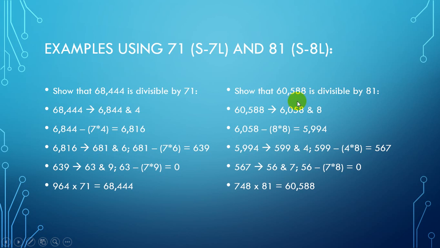For 81, show that 60,588 is divisible by 81. So you break that up into 6058 and 8. And 8 times 8, of course, is 64. And then subtracted from 6058 gives you 5,994, which you break apart then, repeating, into 599 and 4. And 4 times 8 is 32, and subtracted from 599 is 567. 567, break apart one more time, 56 and 7, and of course 7 times 8 is 56. 56 minus 56 is 0, and that's 81 times 748 is 60,588.